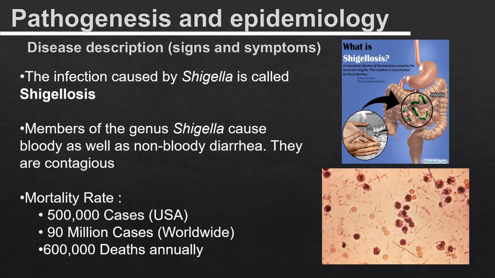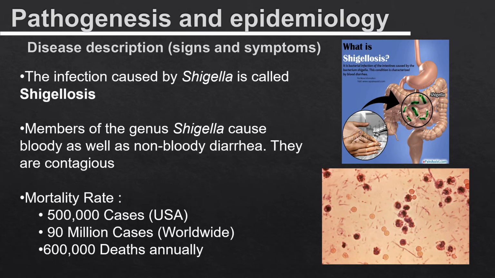Now for the disease description of Shigella. The infection caused by Shigella is called shigellosis, which causes a bloody or non-bloody diarrhea in those infected persons, and also they are contagious. In the United States, there are about 500,000 cases of shigellosis every year, and up to 15% of these cases may be related to international travel.